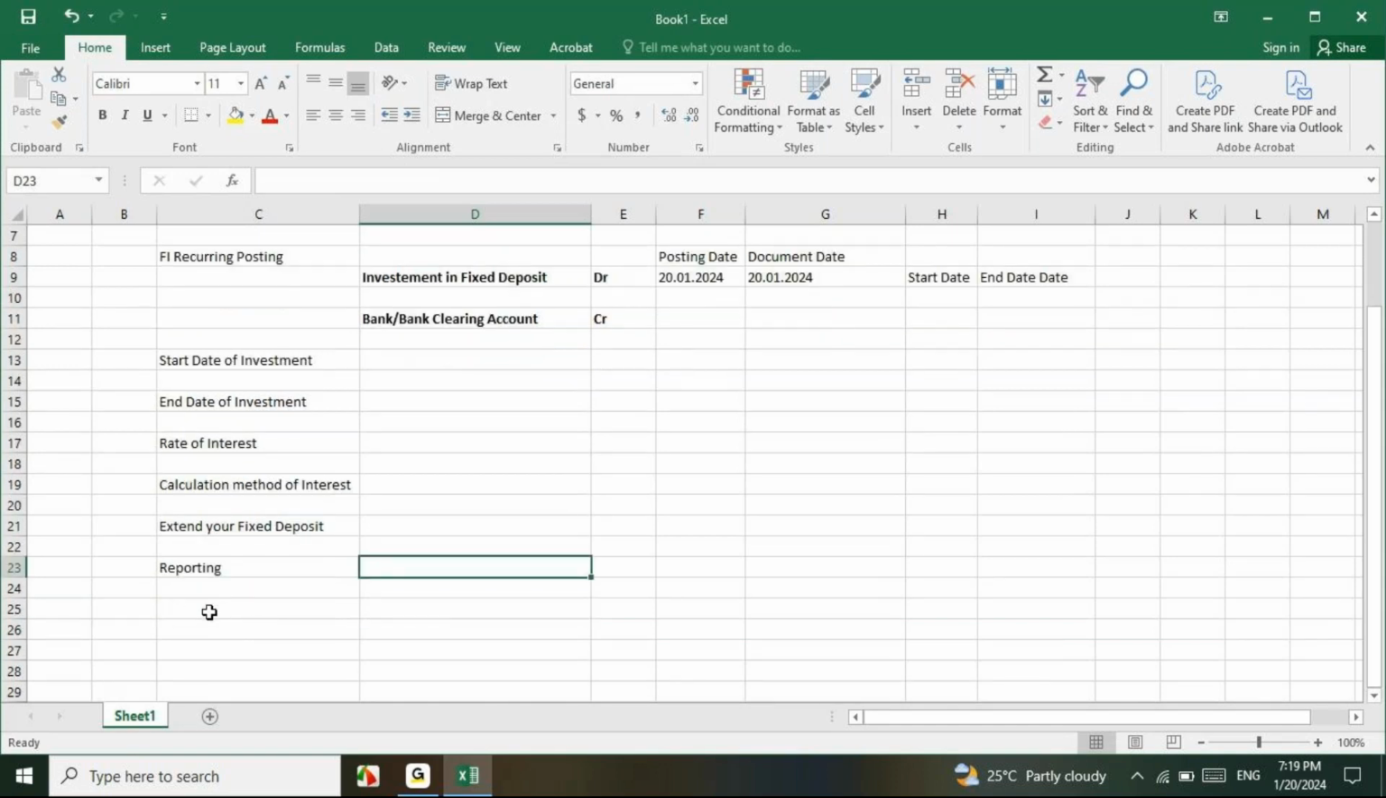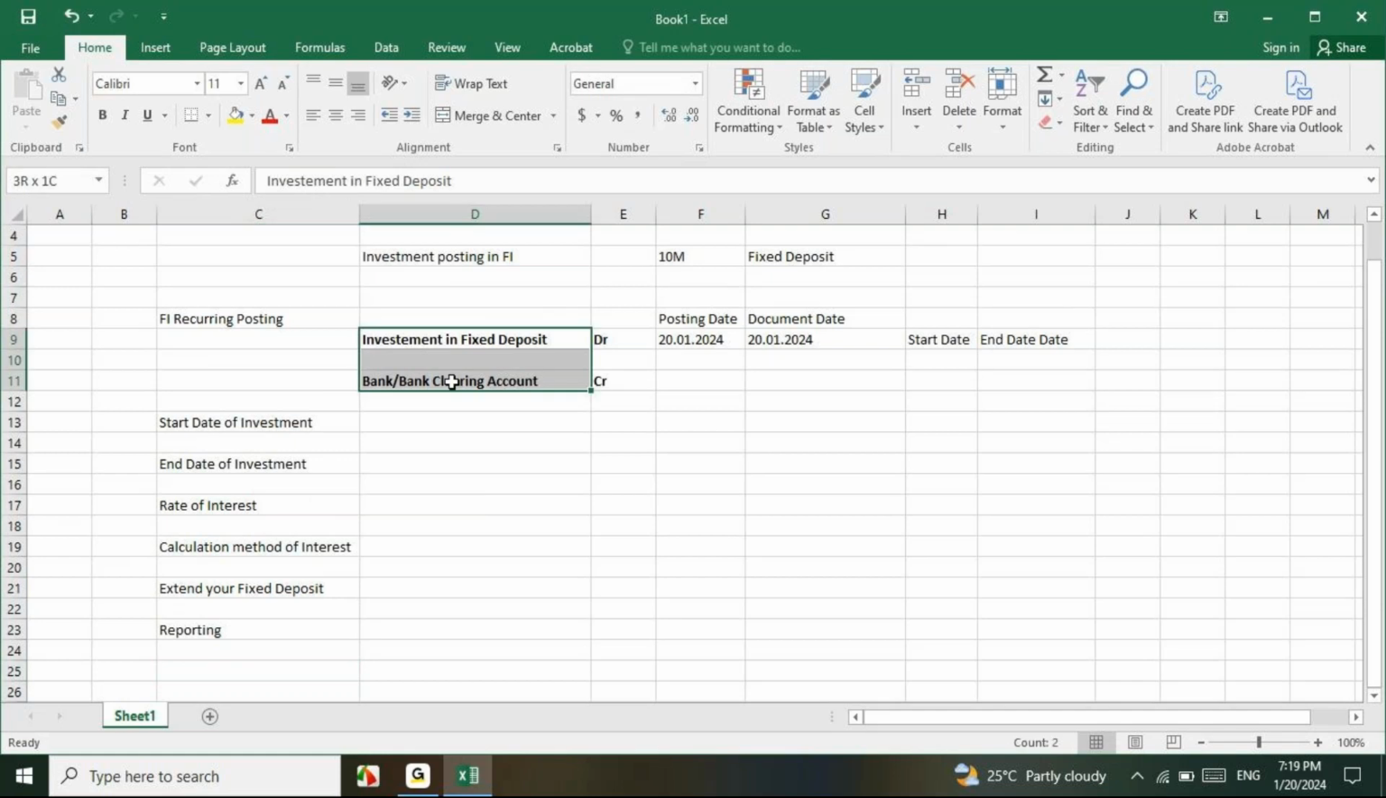Good. However, you can do these postings, but what else? For example, if you are the finance manager, let's say this gets matured after 3 months. I'm giving an example here.